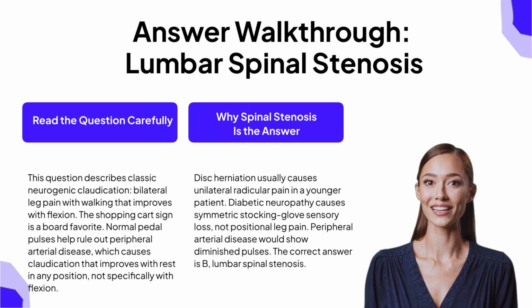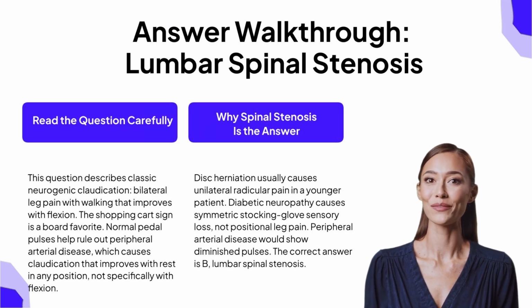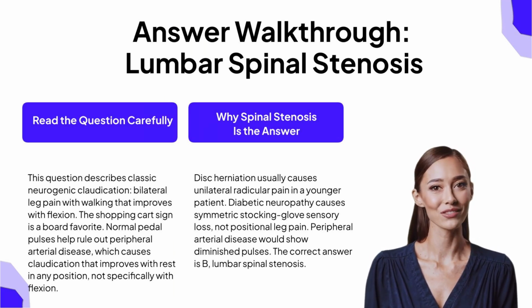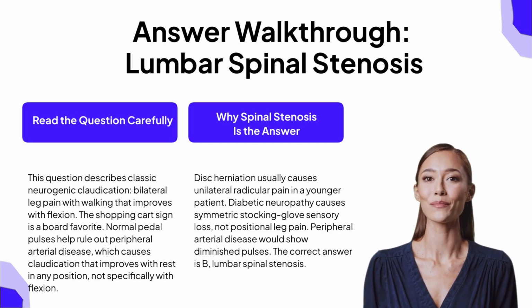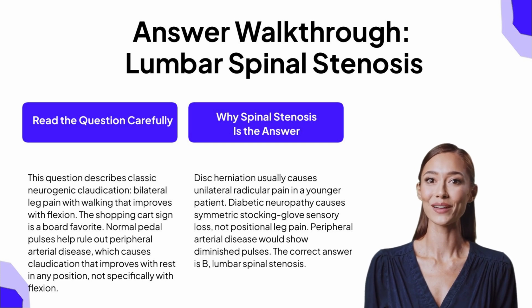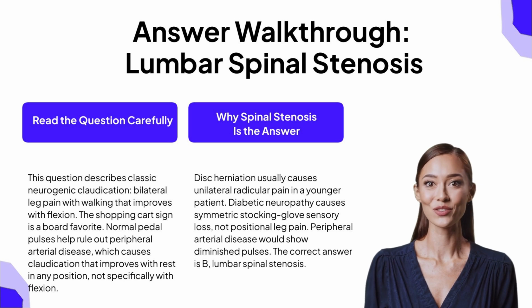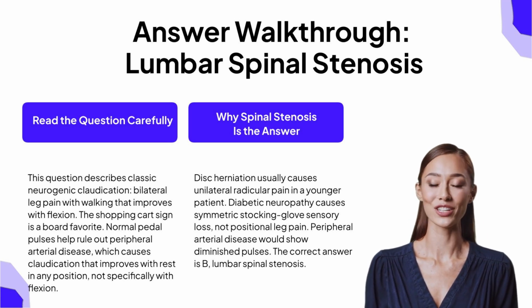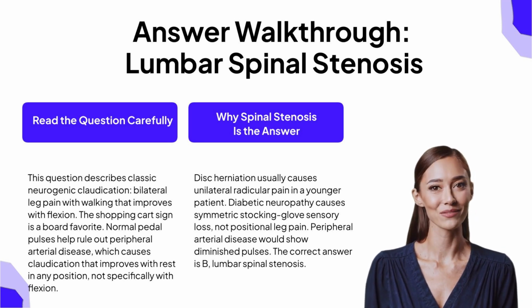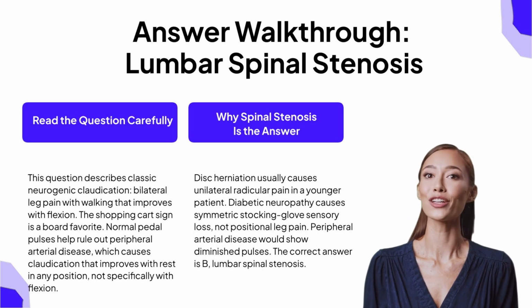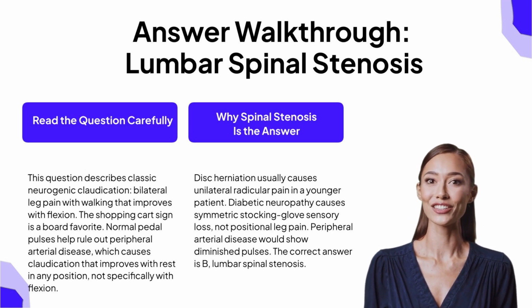This describes classic neurogenic claudication, bilateral leg pain with walking that improves specifically with flexion. The shopping cart sign is a board favorite and should immediately make you think spinal stenosis. The normal pedal pulses are critical here because they help rule out peripheral arterial disease. Vascular claudication causes similar symptoms with walking, but it improves with rest in any position, not specifically with flexion. Now let us look at why spinal stenosis is the answer and the others are wrong.